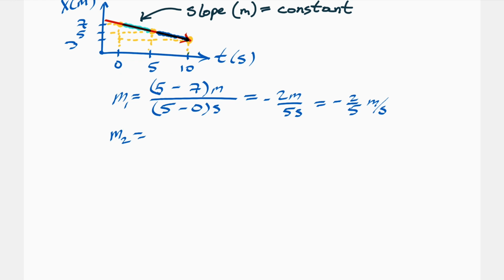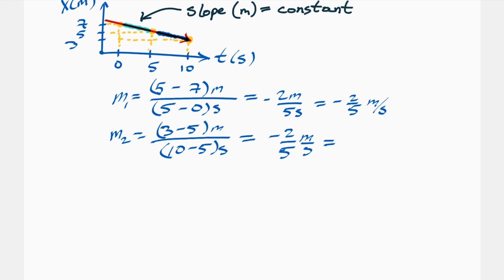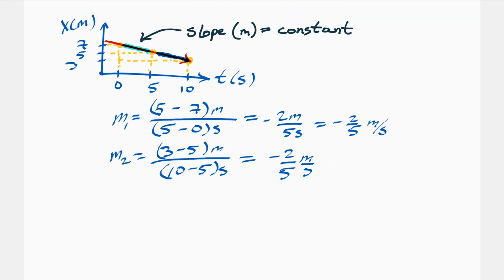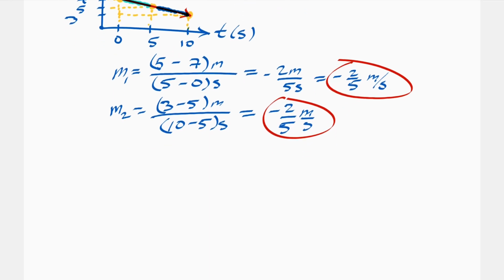m2 is going to be 3 meters minus 5 meters over 10 minus 5 seconds. Once again, -2/5 meters per second, and that's our answer there. So you can see we have a constant slope, and this is actually our velocity, right? Meters per second is velocity. So that's the interpretation of a straight diagonal line.